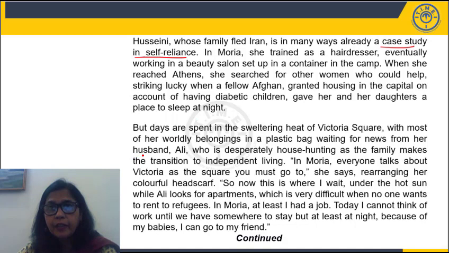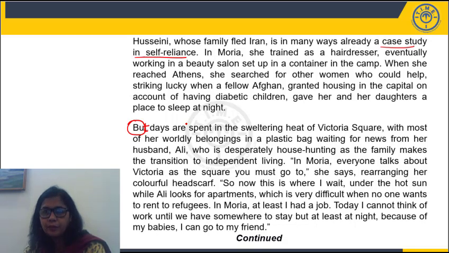Now the next paragraph. But days are spent, but. Now see, be very careful whenever you have words like but, however, nevertheless. So generally, then there is a contrast definitely with what has been stated earlier. Moreover, it takes the passage on probably a different path.